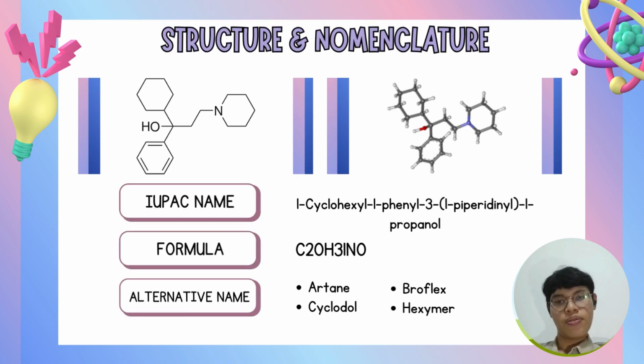First, I'd like to go through the structure and nomenclature of Benzhexol. On the left, we have a 2D structure of Benzhexol, and on the right, a 3D structure of the same image. Below is the IUPAC name: 1-cyclohexyl-1-phenyl-3-(1-piperidinyl)-1-propanol. Below that is the formula, C20H31NO. Alternative names to Benzhexol are Artane, Cyclodol, Broflex, and Hexima. There are more brand names, but these are just examples.